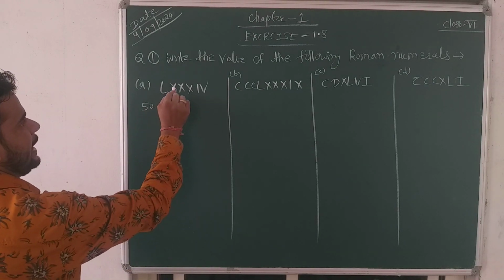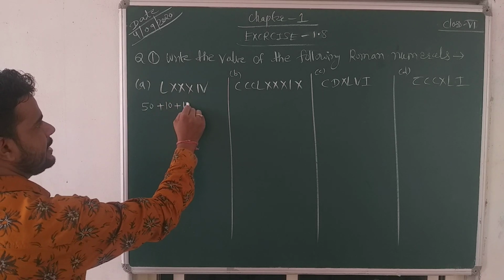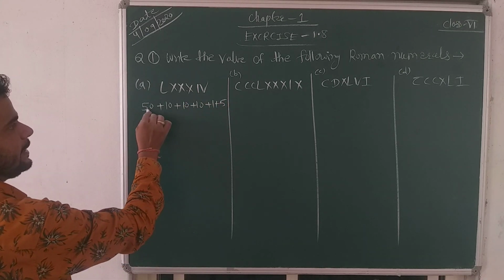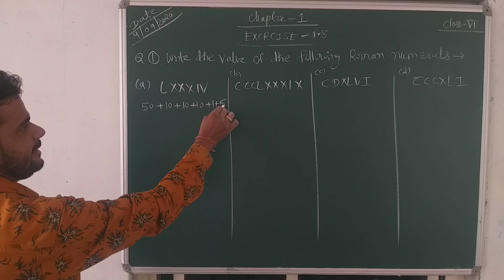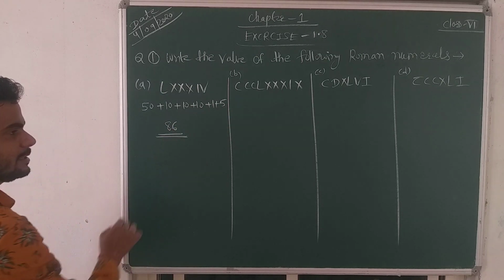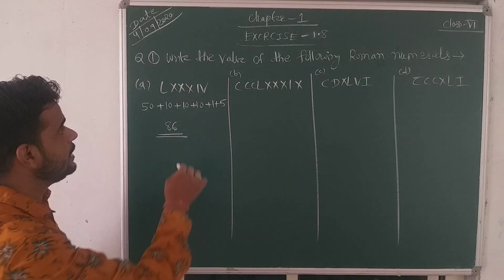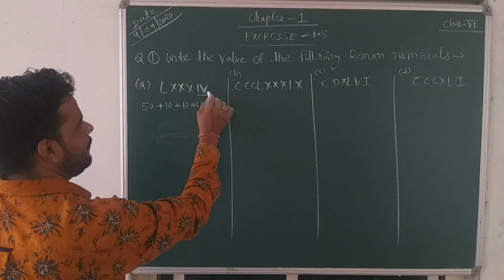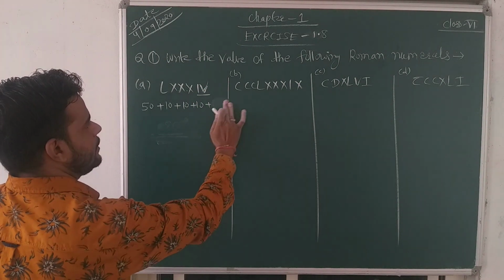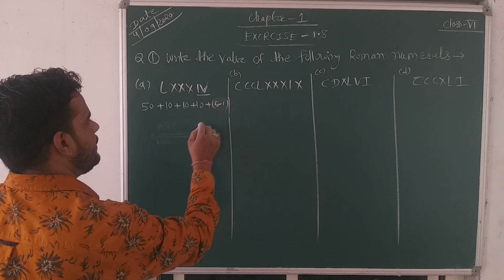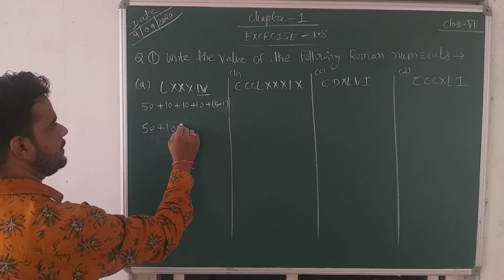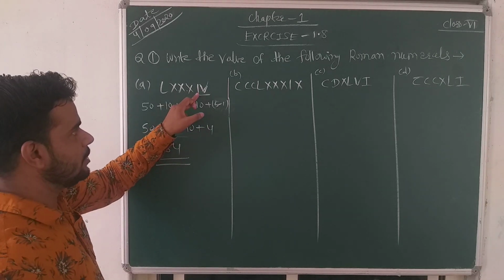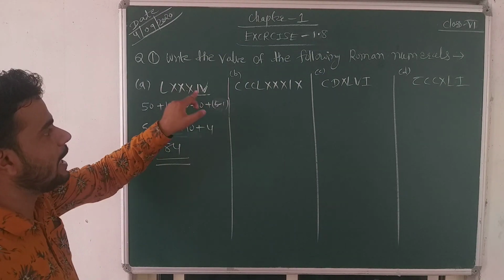L means 50. X means 10, again X means 10, again X means 10, and then 1 and 5. So the result is 50 plus 60, 70, 80, 85, and 86 is your answer. Any doubt? Sorry, this is 4. It means 5 minus 1. So 50 plus 10 plus 10 plus 4, and the answer is 84. Because first is 1 and afterwards 5, 1 came before 5, so we subtract.